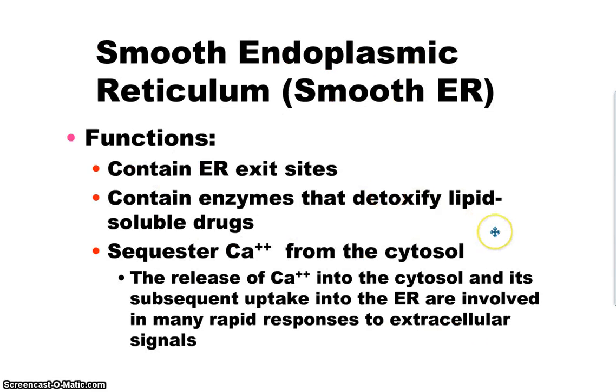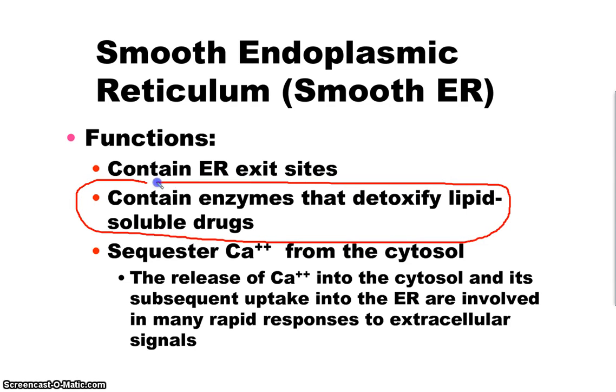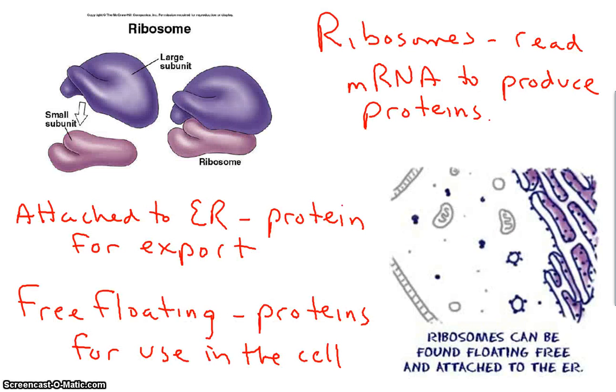Smooth ER doesn't produce protein because it doesn't have the ribosomes attached. And the main function that I want you to remember is that it contains enzymes that help detoxify lipid-soluble drugs. So it's involved in the detoxification of toxins in the body. And from there we're going to move on to the ribosomes.